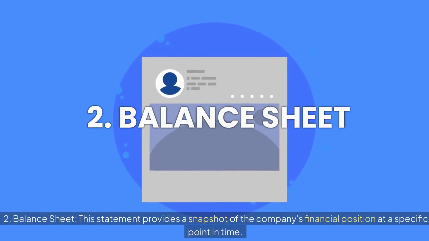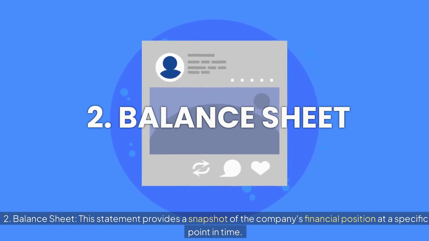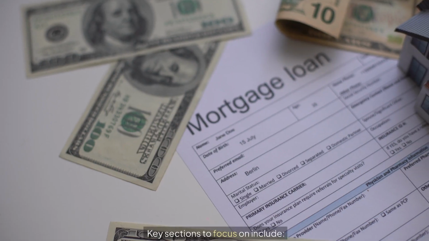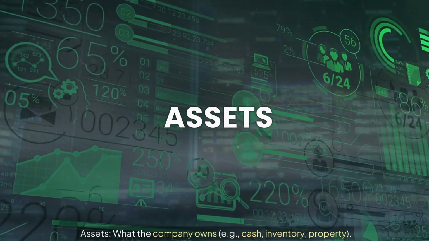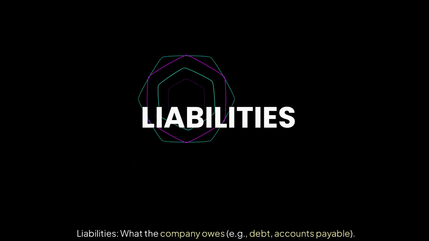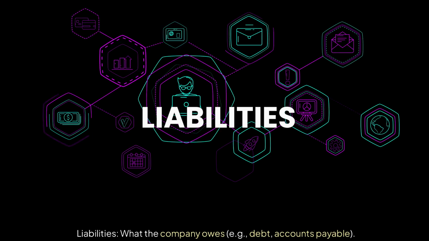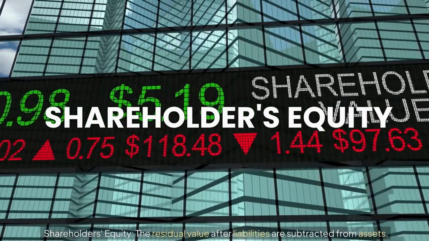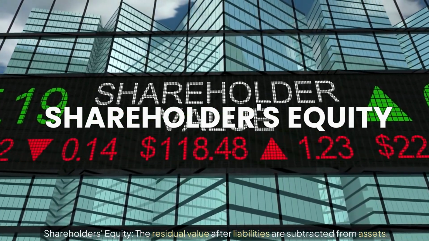2. Balance sheet. This statement provides a snapshot of the company's financial position at a specific point in time. Key sections to focus on include assets, what the company owns, e.g., cash, inventory, property. Liabilities, what the company owes, e.g., debt, accounts payable. Shareholders' equity, the residual value after liabilities are subtracted from assets.